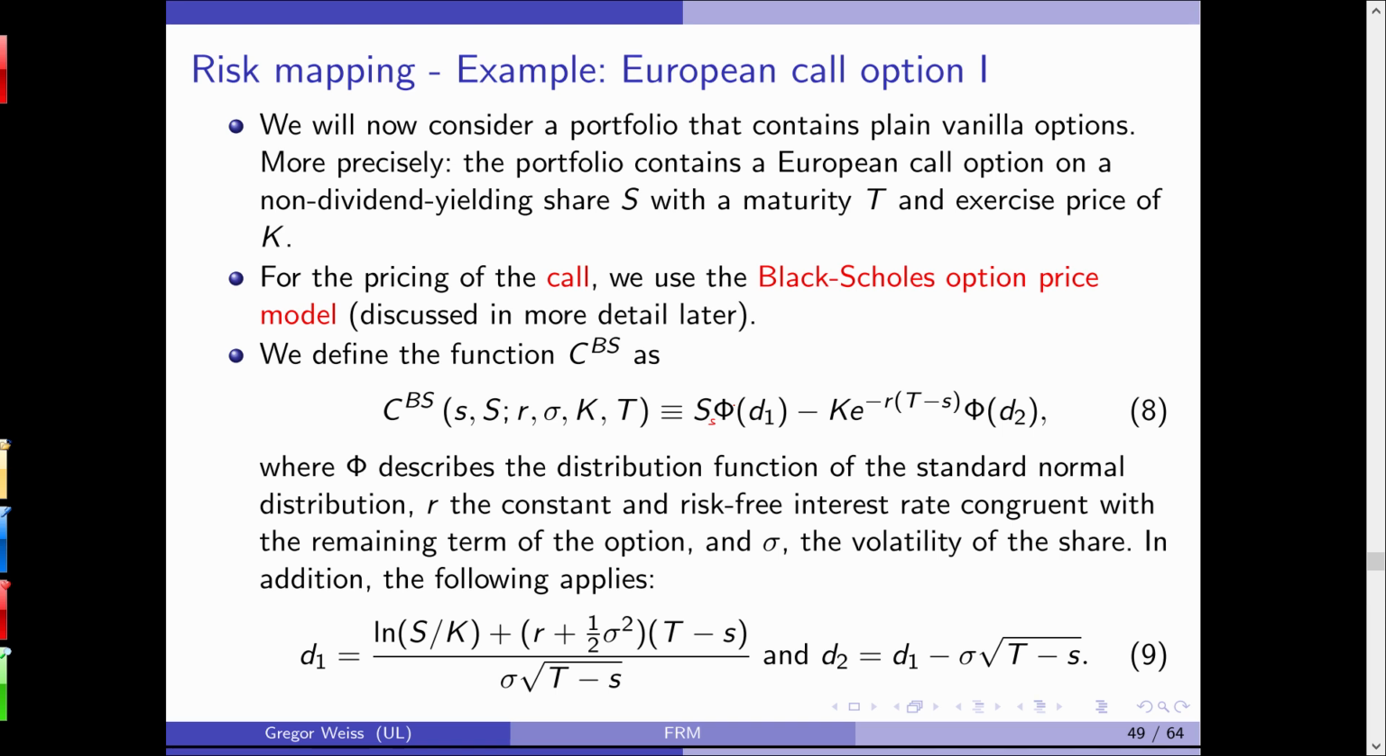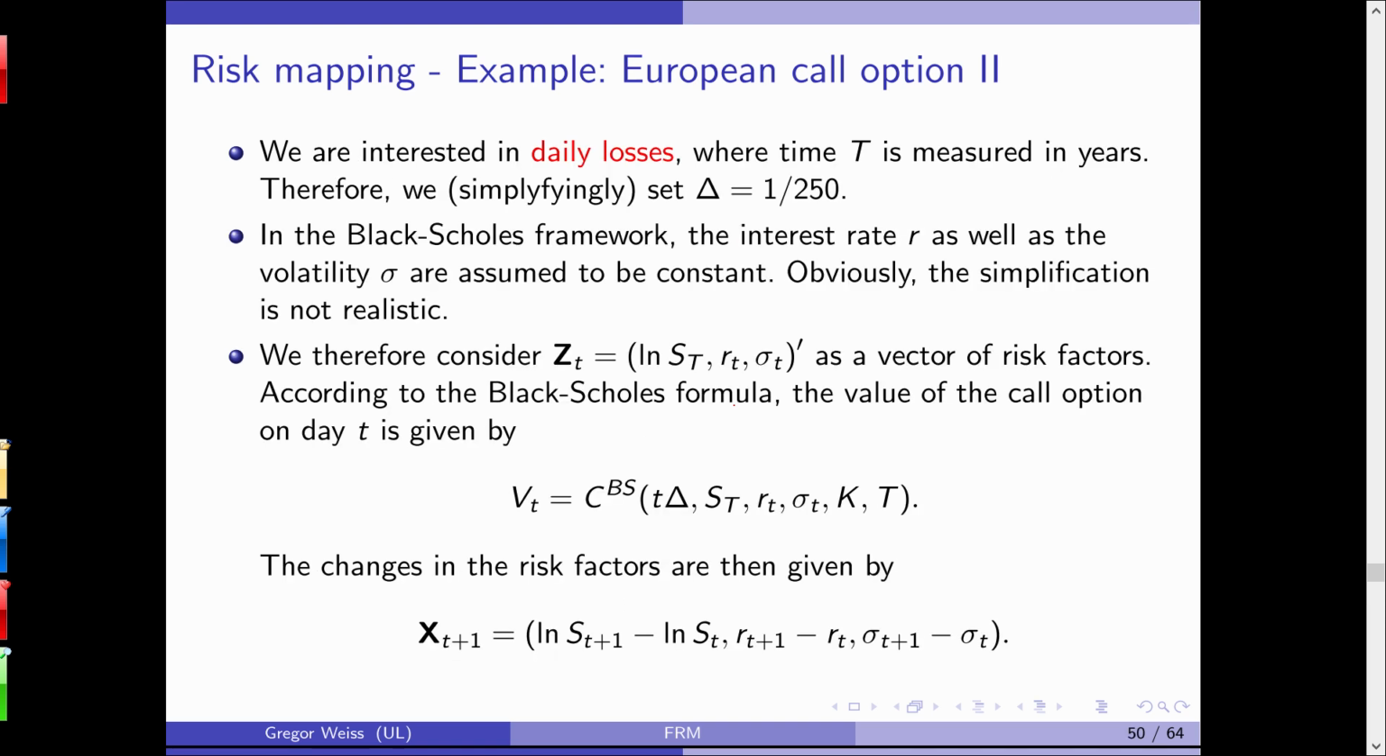Now let's do this. Let's assume we have a portfolio of options. We are interested in daily losses. So we set delta to be 1 over 250. We assume 250 trading days. That's a good estimate. Yeah, we are not using 360 days, but we are using 250 trading days within a year. Now, in the Black-Scholes framework, interest rate, volatility assumed to be constant. Usually, this is a simplification. Volatility changes. We've seen this on the previous slide.